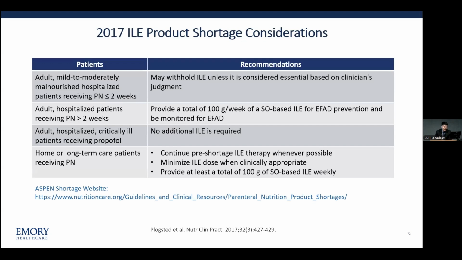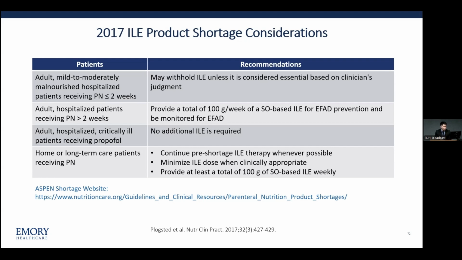This chart gives a quick outline of the 2017 IOE shortage considerations. For adult mild to moderate hospitalized patients receiving PN less than or equal to 2 weeks, we may withhold IOE unless it's considered essential based on clinician judgment. For adult hospitalized patients receiving PN more than 2 weeks, we need to provide at least 100 grams of soy-based IOE for EFAD prevention. For adult hospitalized critically ill patients receiving propofol, no additional IOE is required. There was no dose of propofol set in the ASPEN recommendations.